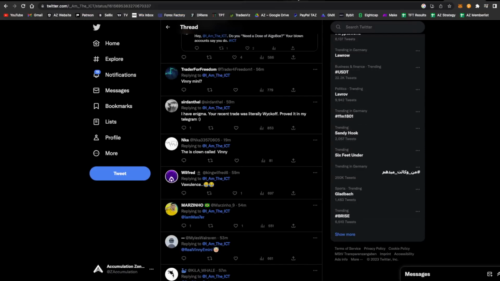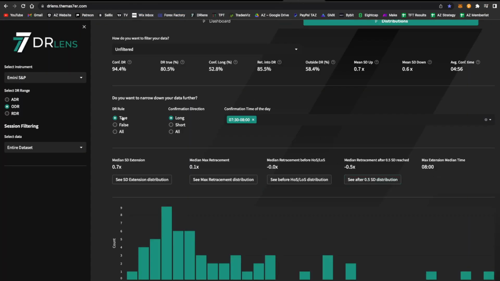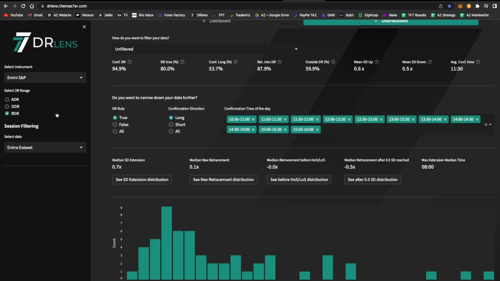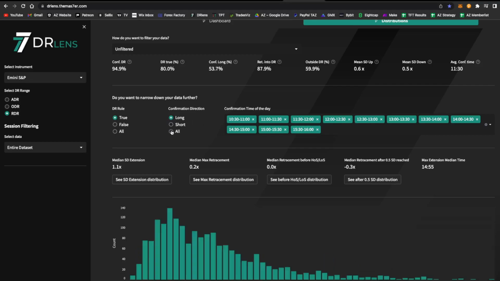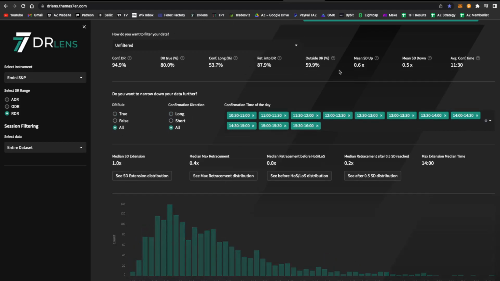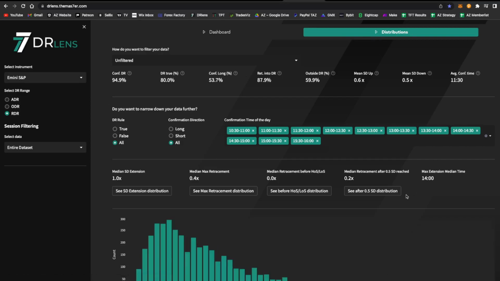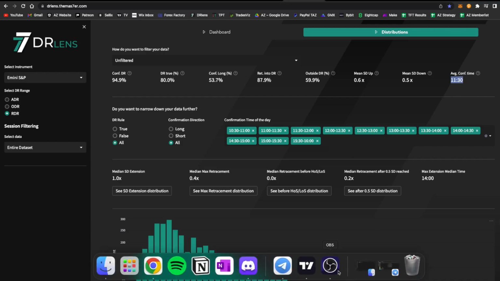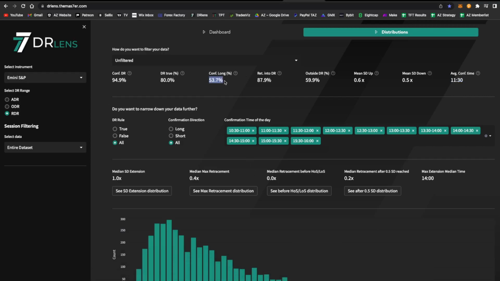Let's go back to DR lens. Give you guys a little showcase. So going over to the RDR, and we are looking at everything right here over to the distribution side of it. We should see the confirmation. The average confirmation time is at 11:30, so just before noon. And 53% of them have been confirmed long. They held true for around 80%.